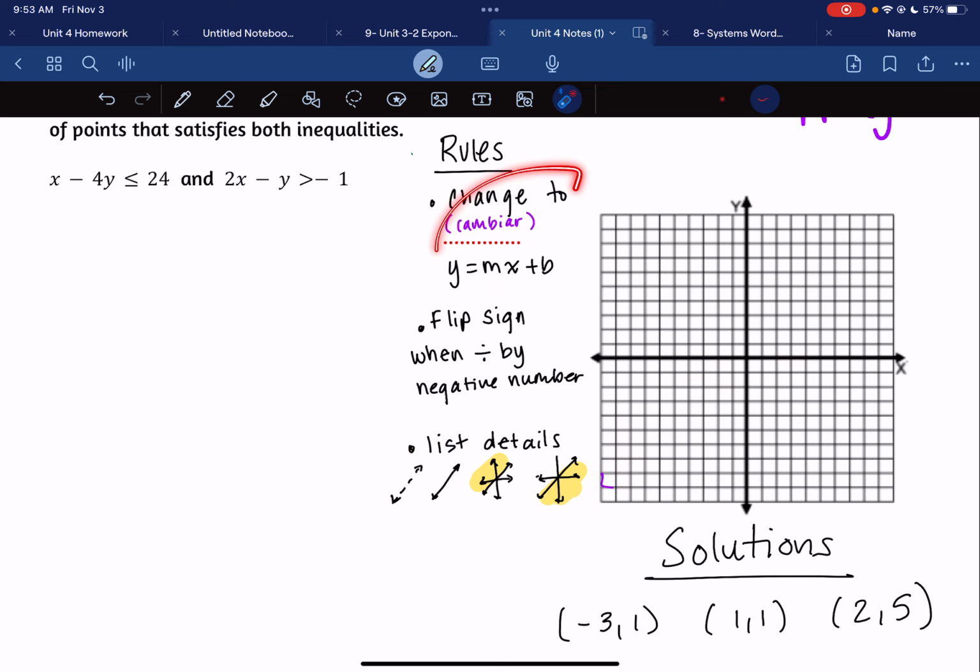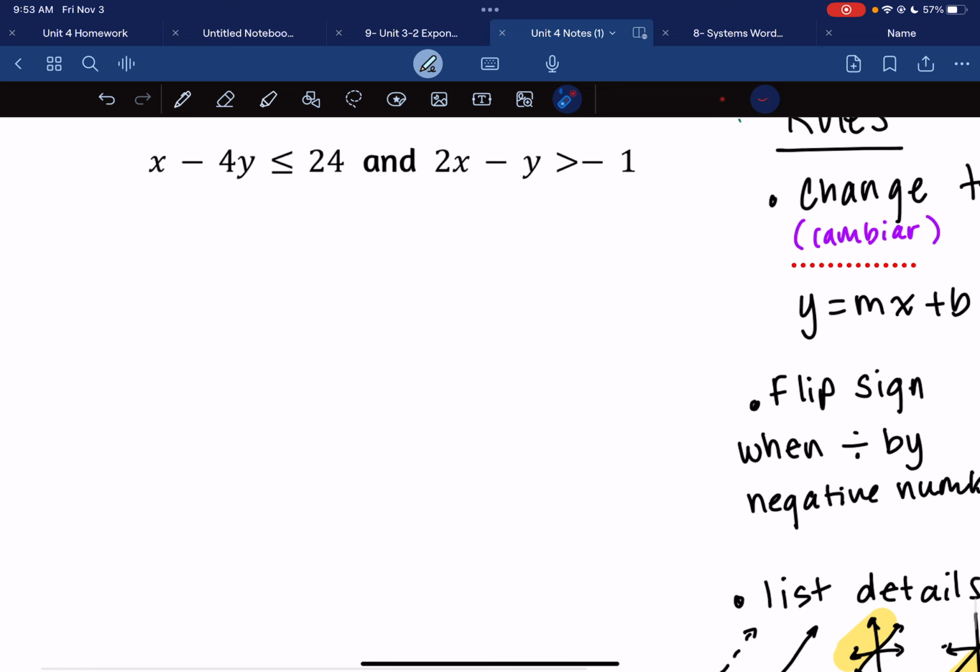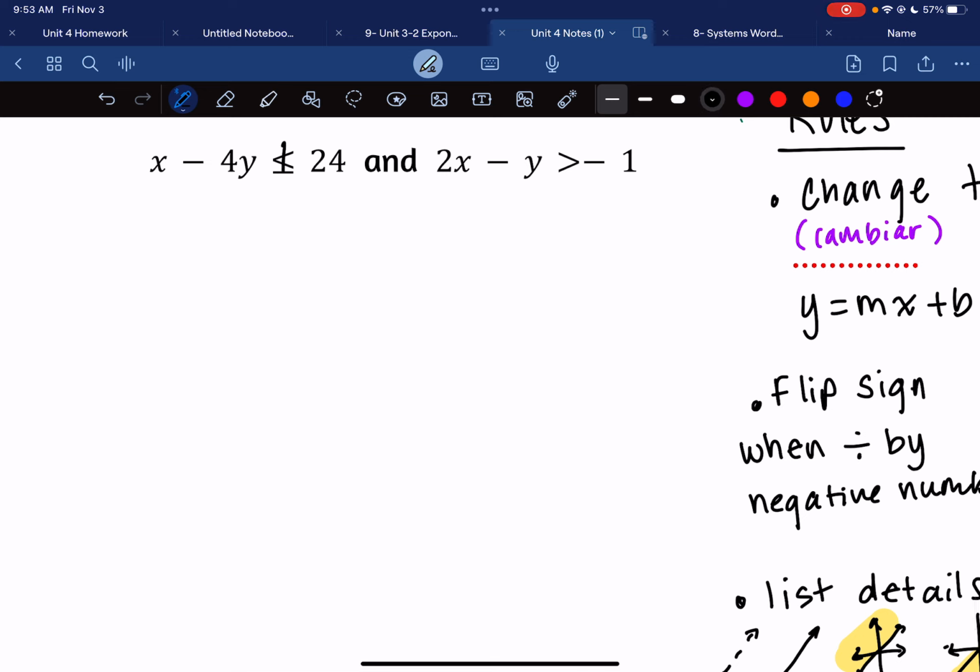Let's go and do it real quick. I'm going to change to y equals mx plus b. I'm going to do this kind of fast to keep this video short. Step one is I'm going to subtract x from both sides. So what do I got next? We got negative 4y, keep the same sign, we got negative x plus 24.